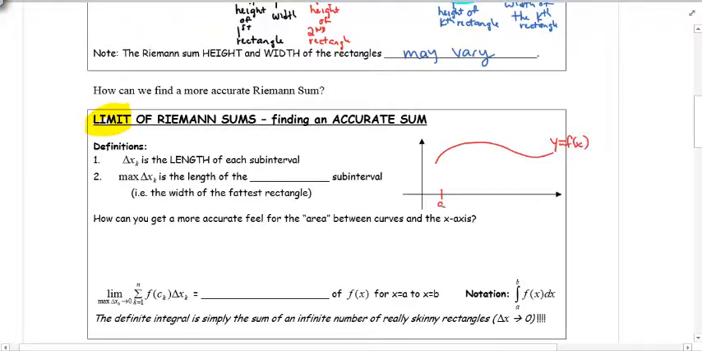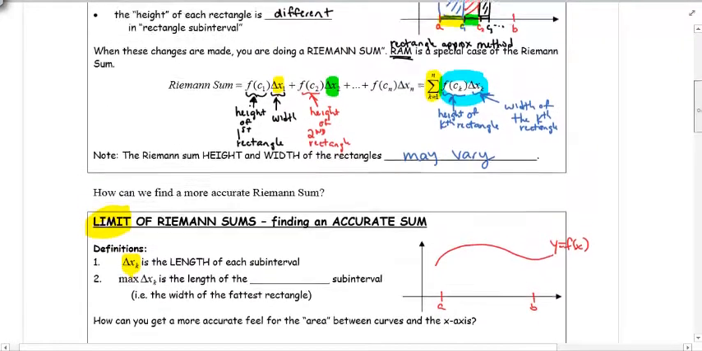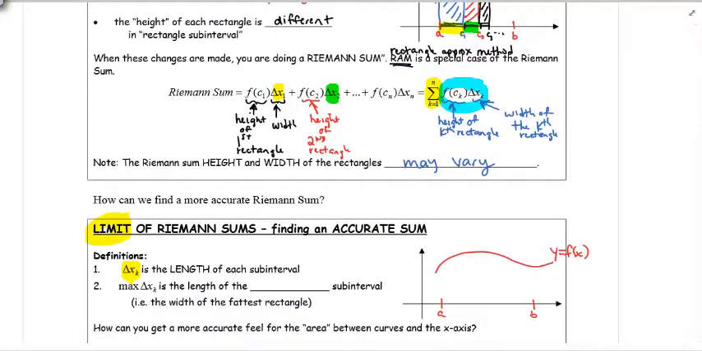We're starting from a to b. And now let me throw in some new definitions for you. Delta x sub k, so that is the width of the rectangles. This is the length of each subinterval. Okay, so if I were to try to mirror what I did up top, from a to c sub 1, this distance here is delta x sub 1.